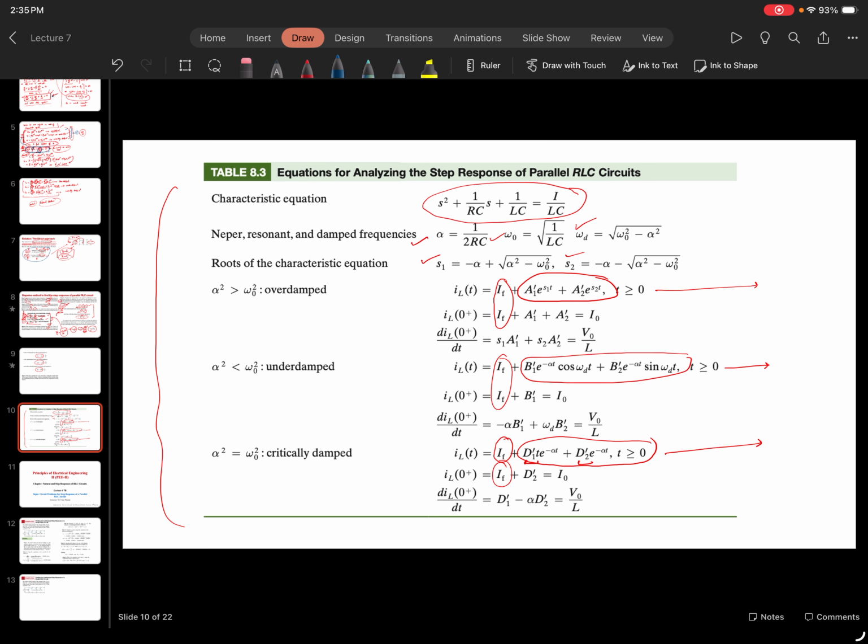And that is why all these three forms, this expression and this expression, are very similar to the natural response other than the forcing functions. So these are in addition to that. If you were to solve this, find the values of alpha, omega naught, omega d, and find s1 and s2, and omega d only for the underdamped case, of course. Once you do that, use these two equations to find those prime constants. And once you do that, put everything in these inductor current equations to find the values.